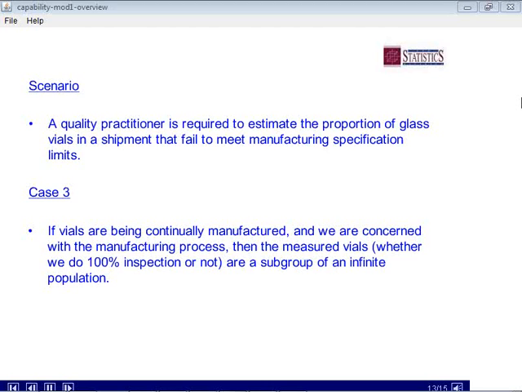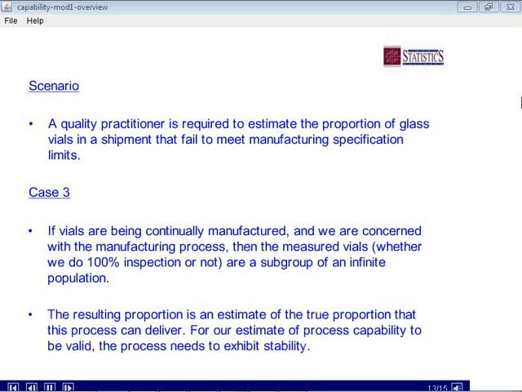Okay, so even if you're going to be sending it to vendor A, and they're checking all of them, you might be saying to yourself, well, hang on, that's a descriptive study. No, it's not, because the population itself is technically infinite. What we've shipped to them is a smaller representative sample of everything that we're going to be manufacturing. This resulting proportion is an estimate of the true proportion that this process can deliver to our customers. So for our estimates of process capability to be valid, this particular process needs to exhibit stability.